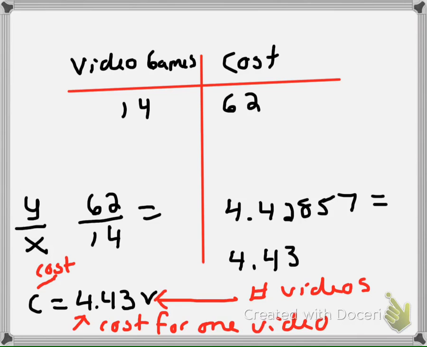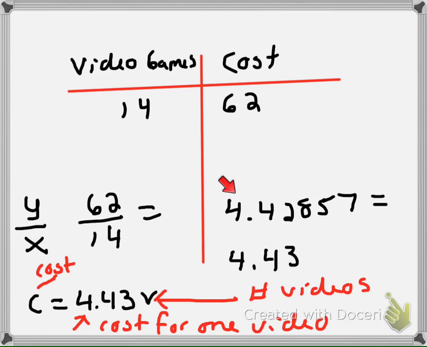On this problem, you were talking about video games and cost, and because the number of video games affects your cost, the video games is the independent variable and the cost is the dependent variable. If you were graphing this, this would go on the x-axis and this goes on the y-axis. If I do y divided by x, I'm going to do 62 divided by 14, and that gives me this number. Now, it's important to understand that this is money. That's why I want you to label things with what they represent.